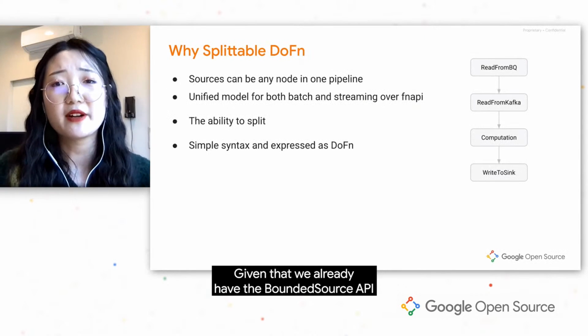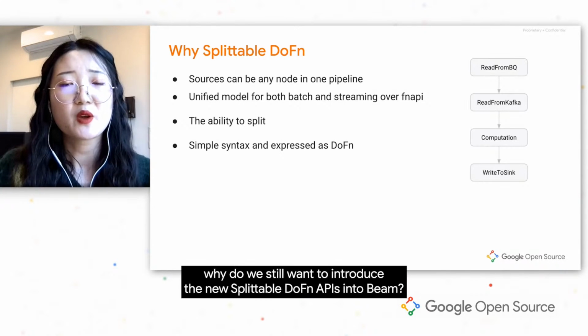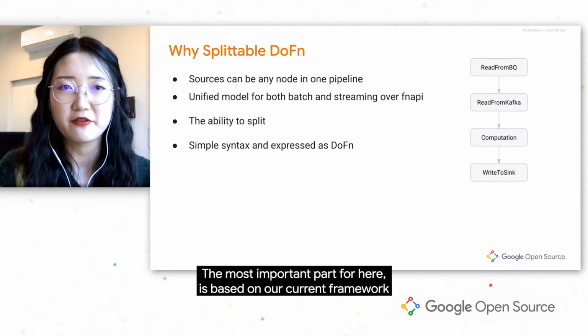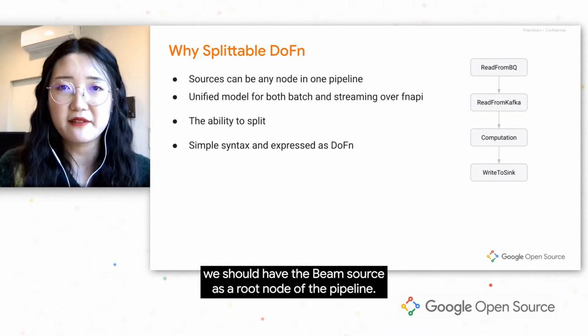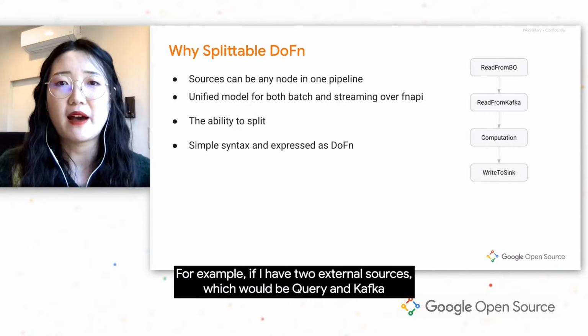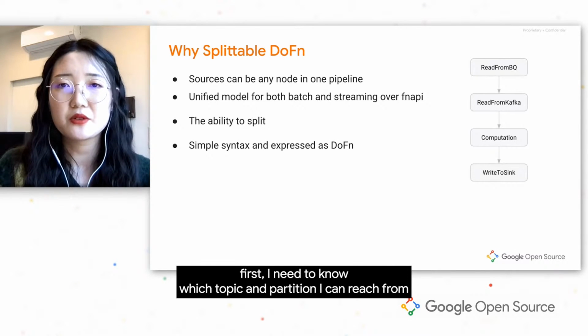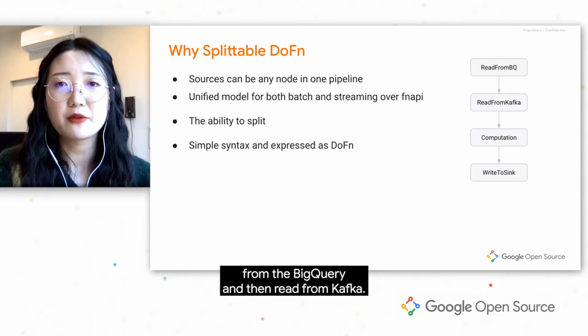Given that we already have the bounded source API and unbounded source API for Beam sources, why do we still want to introduce the new Splittable DoFn API into Beam? The most important part is, as I mentioned, that based on our current framework, the Beam source has to be the root node of the pipeline. Take a use case where I have two external sources, BigQuery and Kafka, and I store the topic partitions in BigQuery. First I need to know which topic and partition I can read from BigQuery, and then read from Kafka.